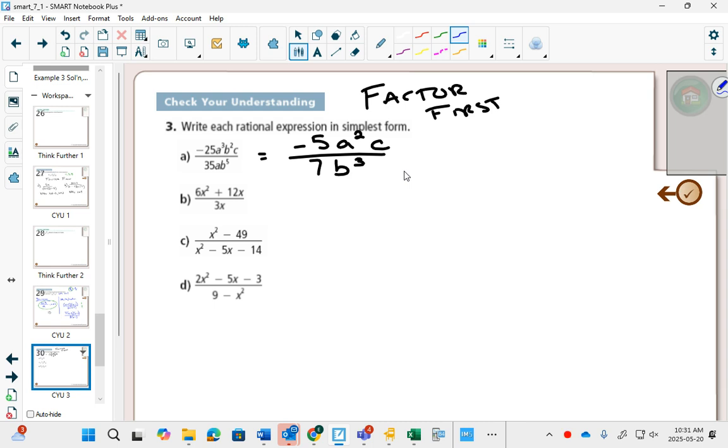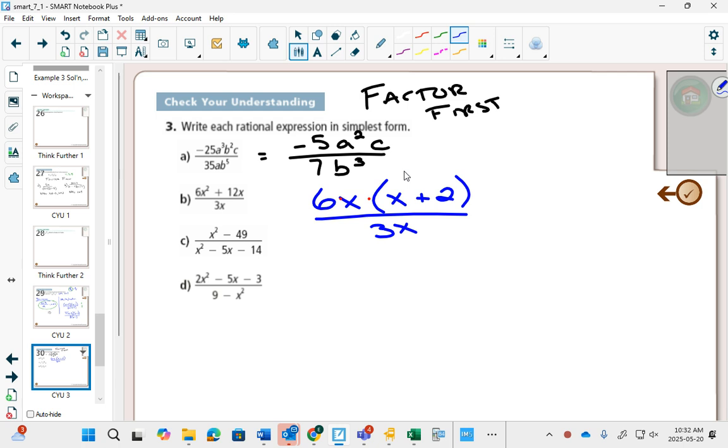So on the top, between 6 and 12, there's a common factor of 6. So I could pull that out. Between x squared and x, I could pull out an x. That would leave me with just an x there, plus 2, divided by 3x. So we could factor this, and then once it's factored, you can simplify if you have factors that are identical. And you can simplify numbers, but only if you're multiplying.